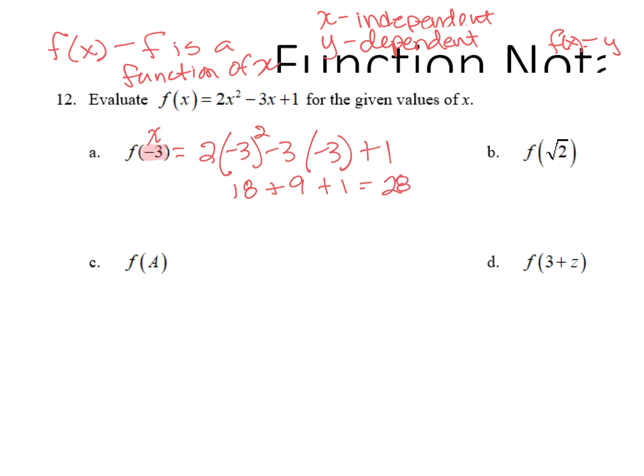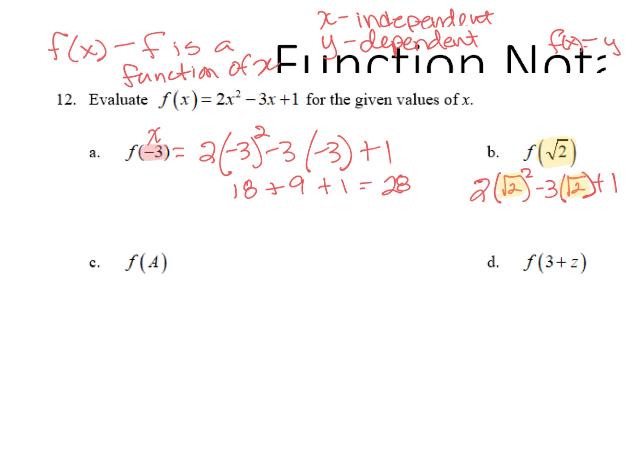Okay? And sometimes we can simplify and sometimes we can't. For example, letter B. I'm going to substitute square root of 2 in for x. Again, keep in mind, this is my x, so whatever this is replaces the x. So it's 2 times the square root of 2 squared minus 3 times the square root of 2 plus 1. Now notice what I am not doing. I am not multiplying the whole function by the square root of 2. I'm replacing the x in the function.